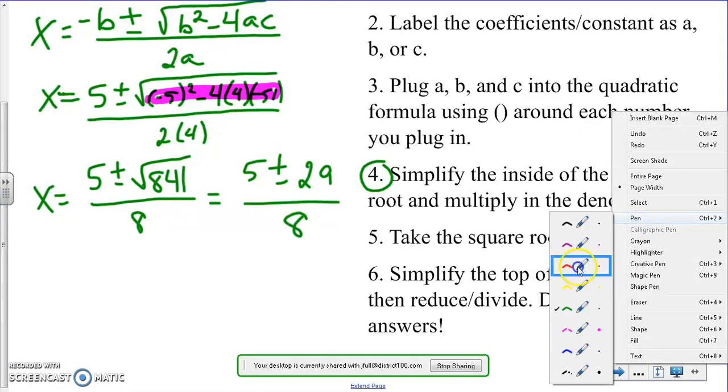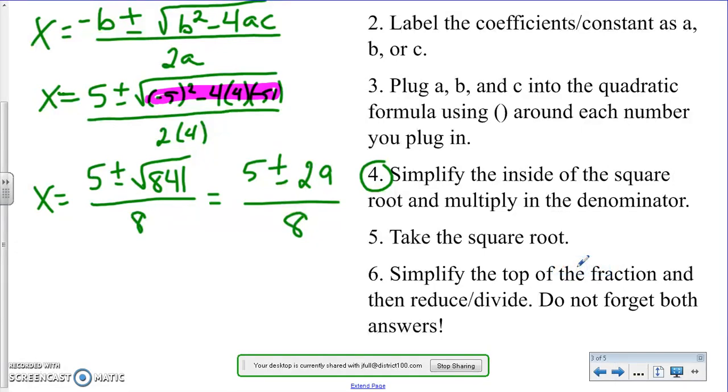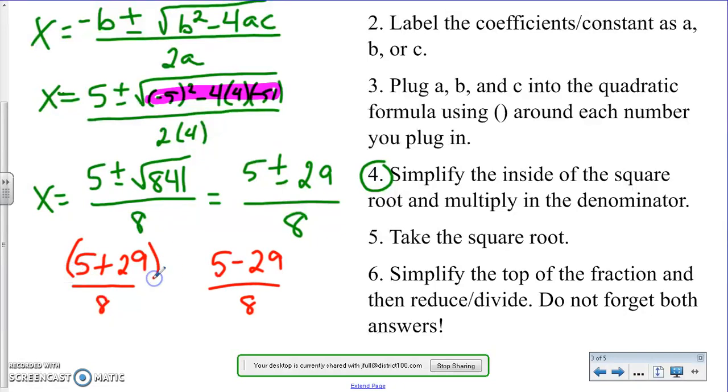Step 6 says to simplify the top of the fraction and then reduce and divide. Don't forget that you have both answers. So this goes back to completing the square. Remember when we have the plus or minus? We're going to split this into 2 parts. We're going to do 5 plus 29 divided by 8, and we're going to do 5 minus 29 divided by 8.